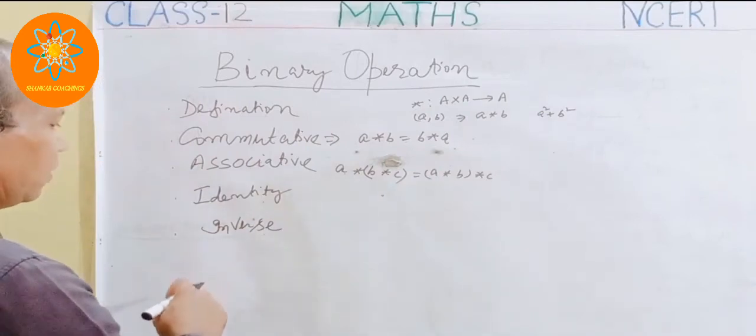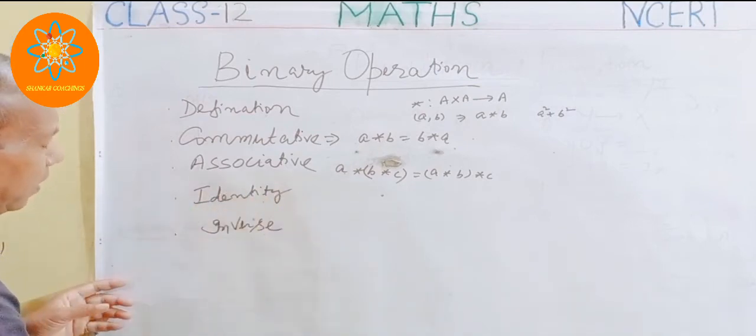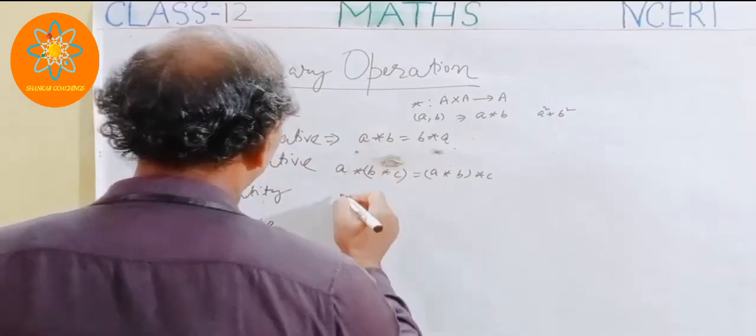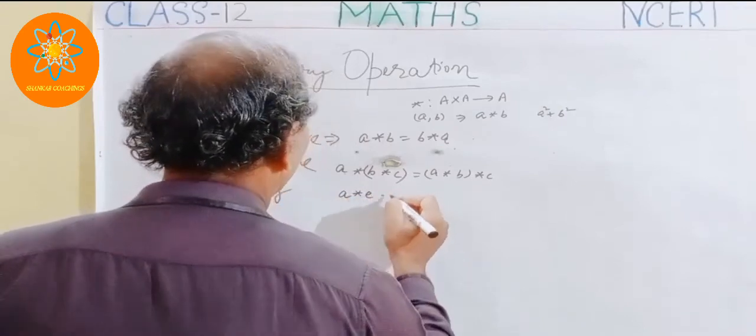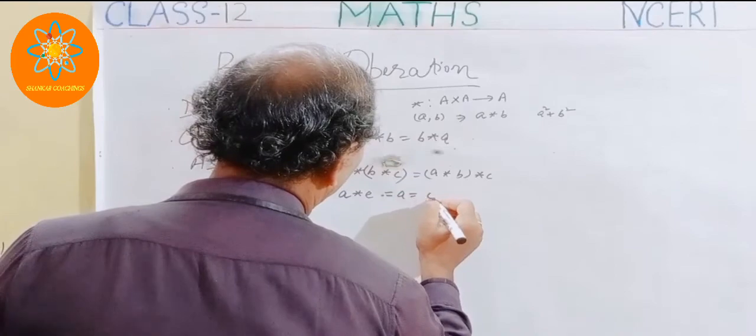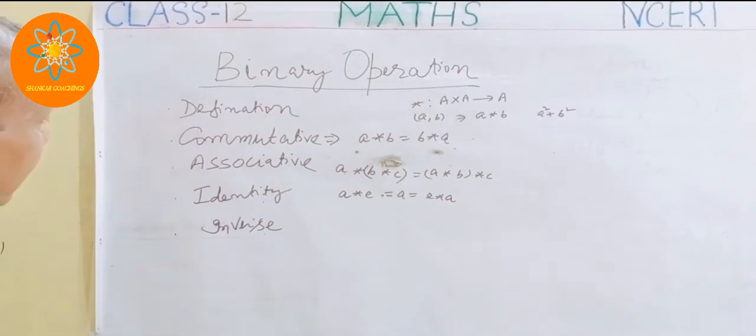Now, the next one is your identity. What is the meaning of identity? Suppose you are taking any number A, and suppose I denote the identity by E. So how do I define the identity? Suppose E is the identity, then I am taking A star E, and this is equal to A, and this is also equal to E star A. If you get it in this way, you will get the identity.